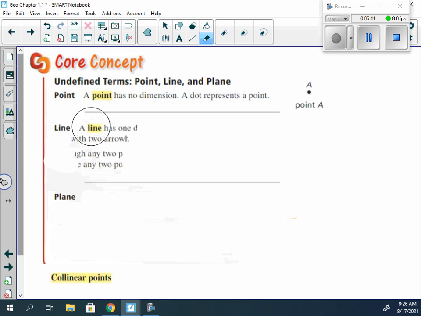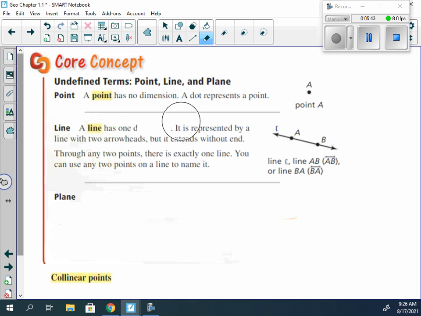The next one we have is a line. Now you don't have to have this entire definition, because that is a lot to write. Because what is a line? A line has one dimension, and it is represented by a line with two arrowheads and extends without end. A line has what? One dimension and extends without end.